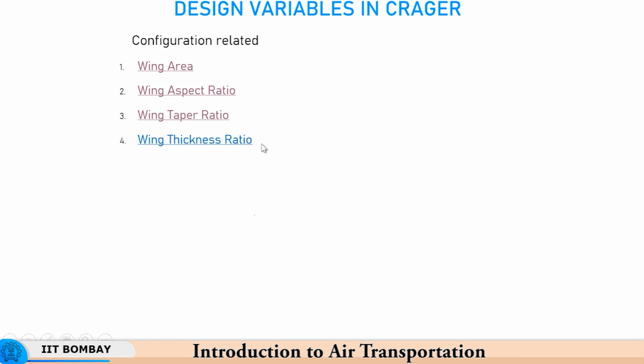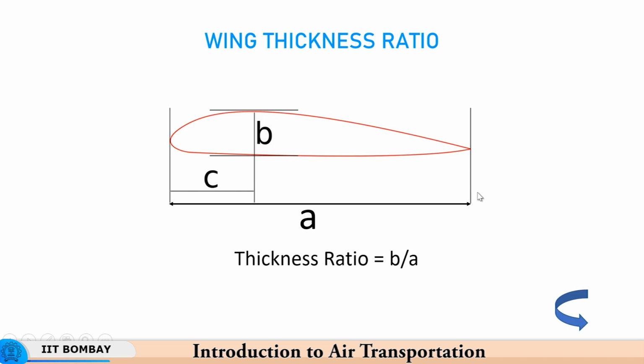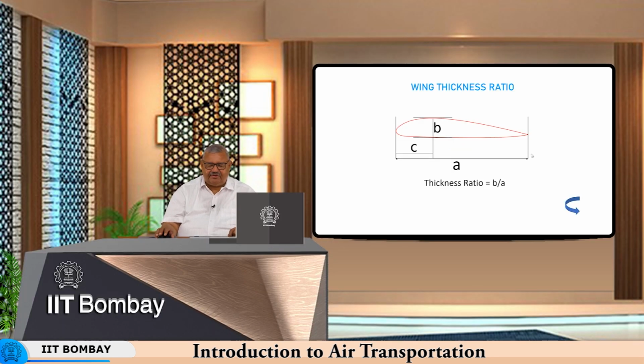The next parameter is wing thickness ratio. So, if you look at the cross section of the wing, you will get an aerofoil cross section, and the thickness is actually the distance between the lower and the upper point on the aerofoil, and there is one location marked here by C at which the thickness is maximum, the numerical value is B, and the total length of the chord of this aerofoil is A. So, B upon A, that means the maximum value of the perpendicular distance between the lower and the upper surface, wherever it is maximum, that value divided by the total length of the chord is called the wing thickness ratio, normally called T by C, because T is thickness and C is the chord.